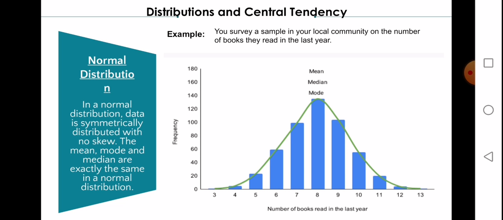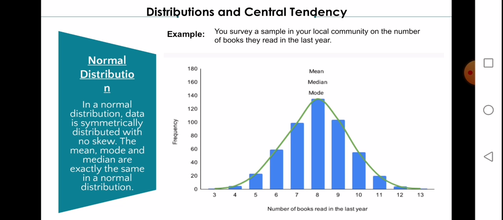We have here the normal distribution. So in a normal distribution, data is symmetrically distributed with no skew. The mean, median, and mode are exactly the same in a normal distribution. So we have here an example.